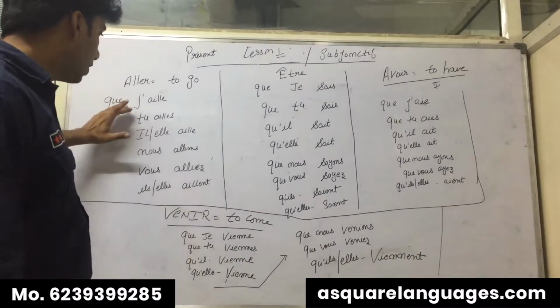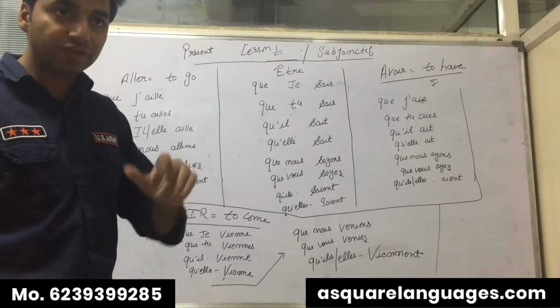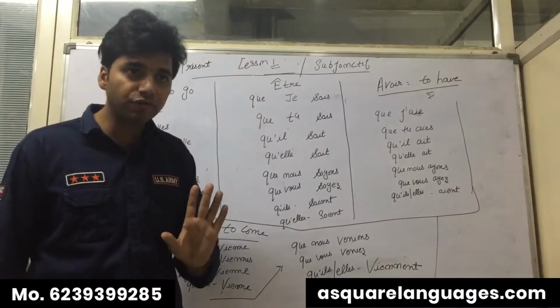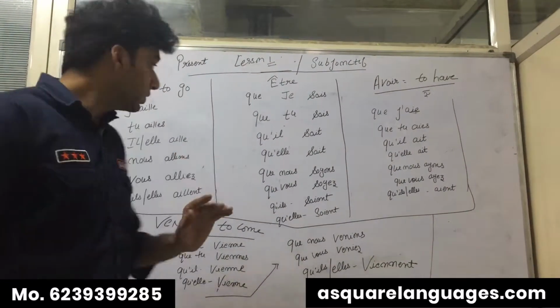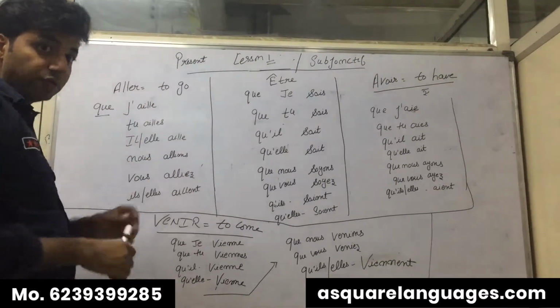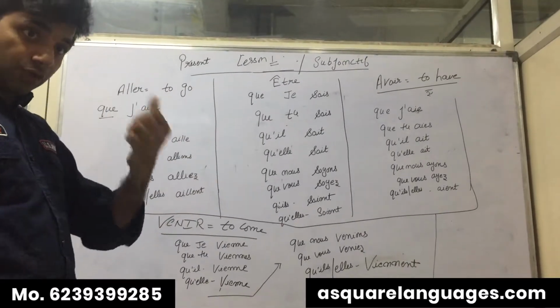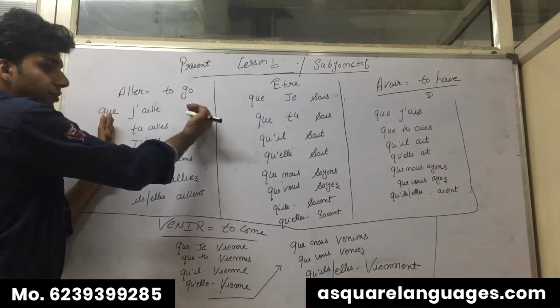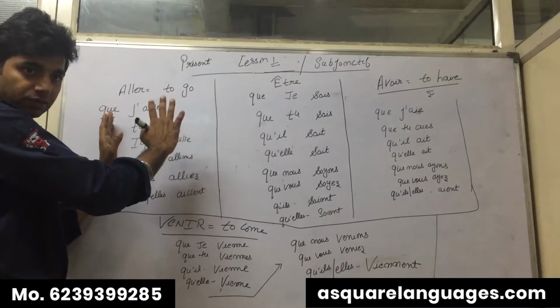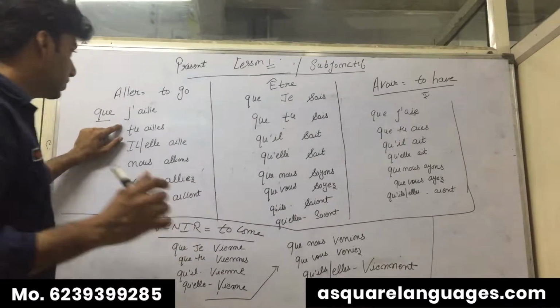In the present we have je vais, tu vas, il va, nous allons, vous allez, ils vont, elles vont. That is the présent. But the subjunctive présent is whenever we are desiring, when we are not sure. So we call it the présent subjunctive. Is it clear now?